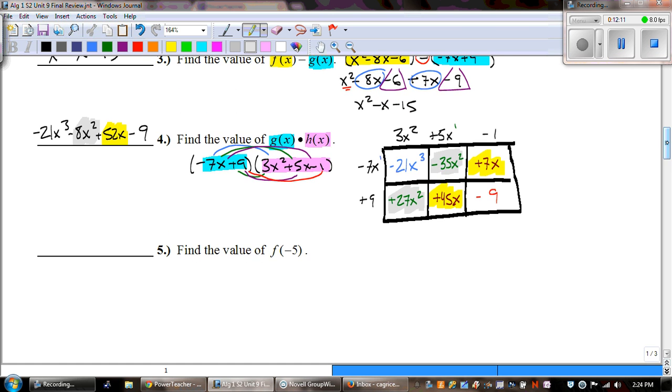All right, find the value of f of negative 5. So all that means is that we're going to take the function f of x, and we're going to plug in negative 5 to x squared minus 8 times x minus 6.